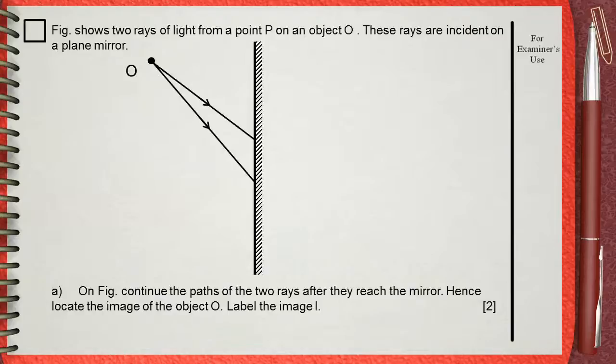The figure shows two rays of light from point P on an object O. These rays are incident on a plane mirror A. On the figure, continue the paths of the two rays after they reach the mirror, hence locate the image of the object O. Label the image I.